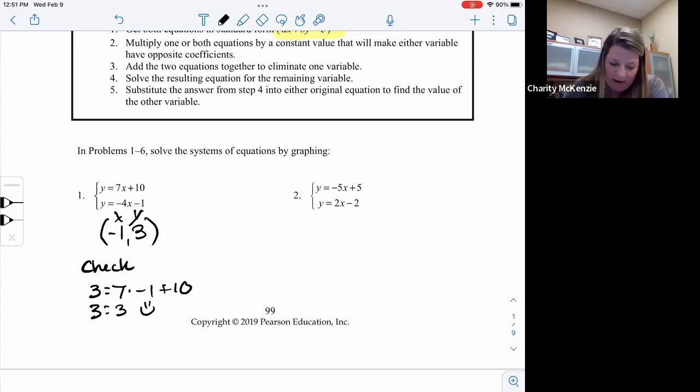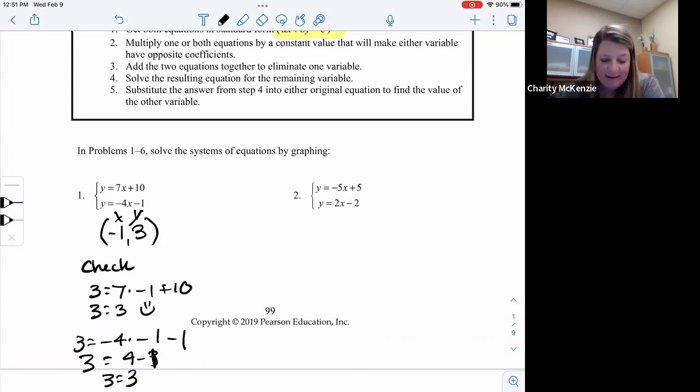Let's do the second one. The second one would be 3 equals negative 4 times negative 1 minus 1. A negative times a negative is a positive, so this would be positive 4 minus 1. That's 3 equals 3. So this one is also 3 equals 3. That worked for both equations. Okay, number 2 is the same.